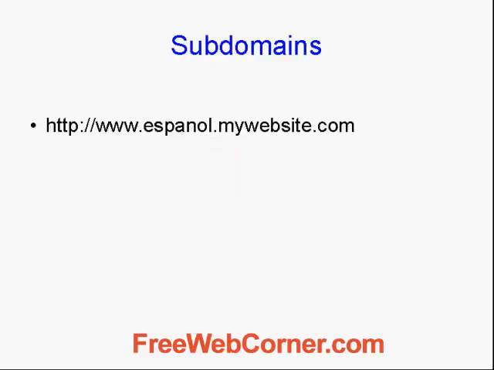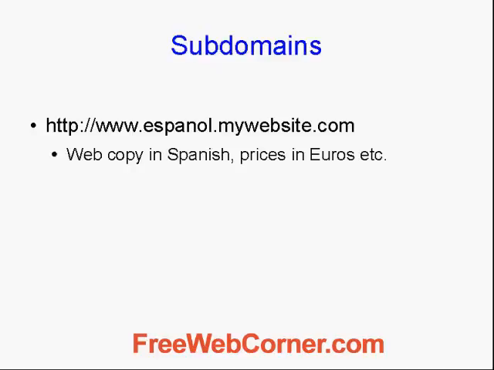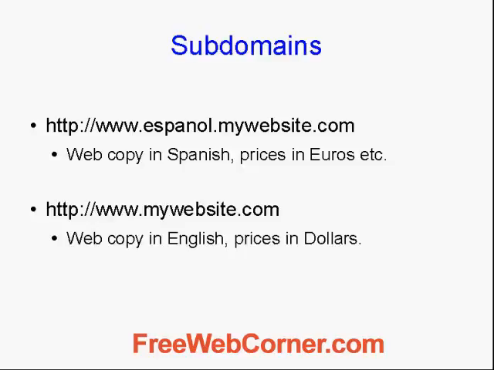Now, for example, let's say you want to have a Spanish language version of your website. You could have a subdomain like this. You could have www.espanol.mywebsite.com, and within that subdomain you can have web copy in Spanish, you can have the prices in euros or pesos or whatever, and you would keep that completely separate from your main website, mywebsite.com, which would have the web copy in English and the prices in dollars.